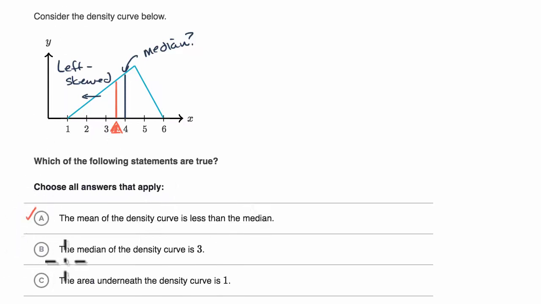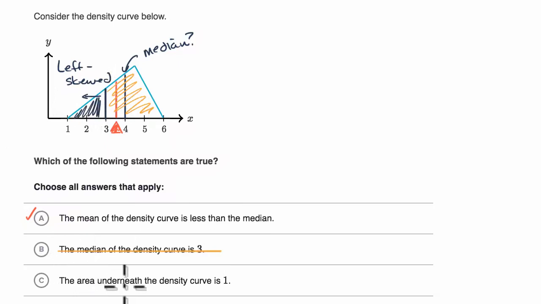Now, what about the median of the density curve is 3? Well, I already approximated where the median might be, saying, hey, this area looks roughly comparable to this area. I might not be right there, but the median is definitely not going to be 3. This area right over here is for sure smaller than this area right over here. So we can rule that out.